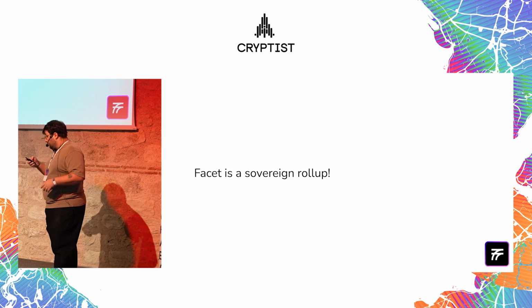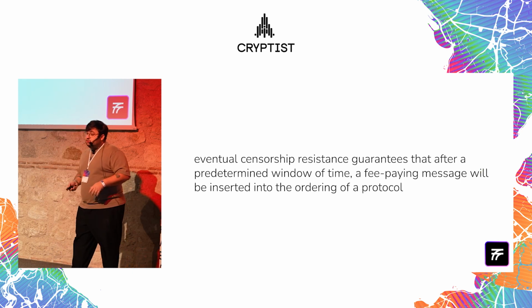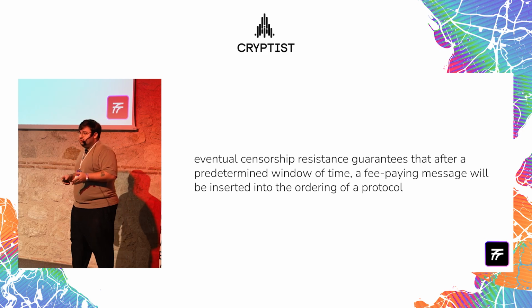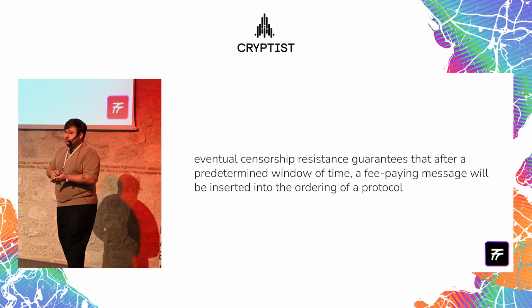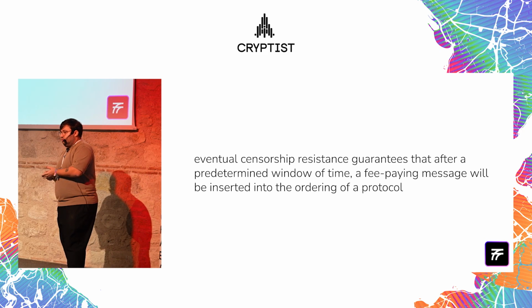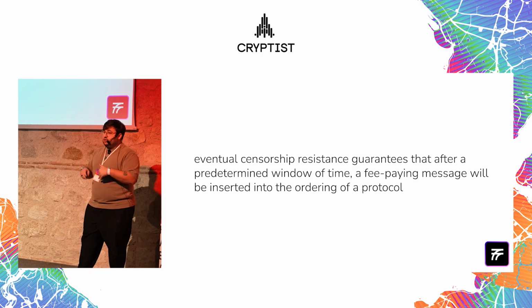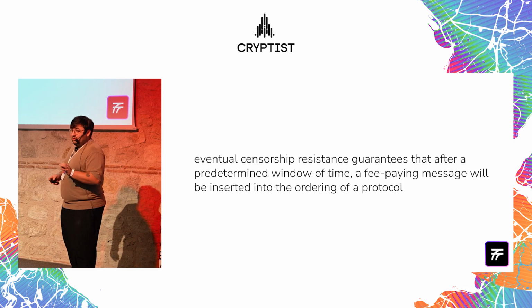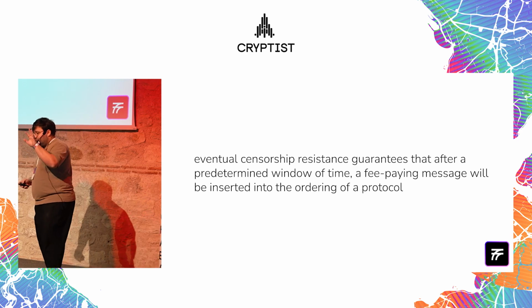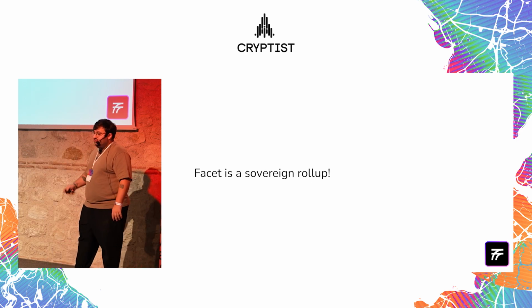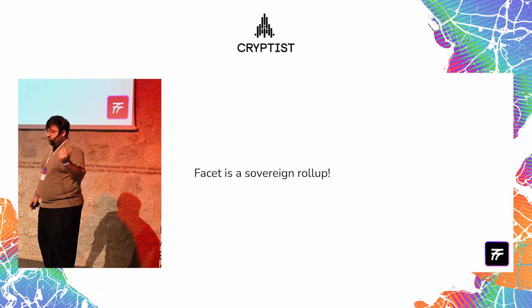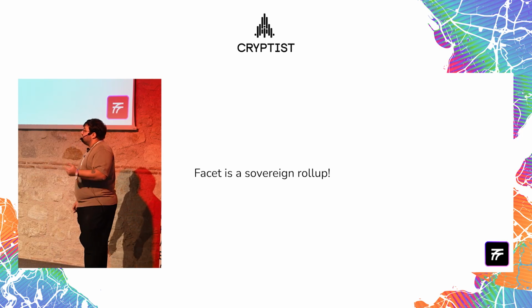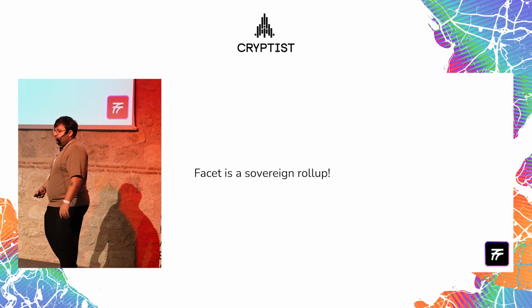And I forgot one thing here. You shouldn't be confusing that with real-time censorship resistance. Real-time censorship resistance just means that as soon as the transaction is ordered, it receives the same guarantees of censorship resistance as the underlying base layer, which is not true for a very, very boring and niche reason. I don't want to bore you guys with that. So yeah, going back to this, Facet is a sovereign rollup. It's not an L2. It's a sovereign rollup that just publishes data on Ethereum.